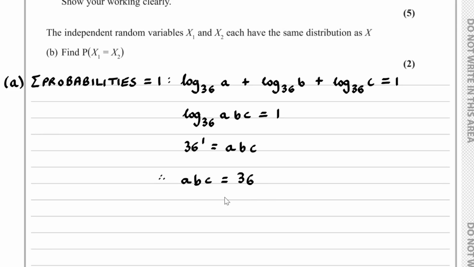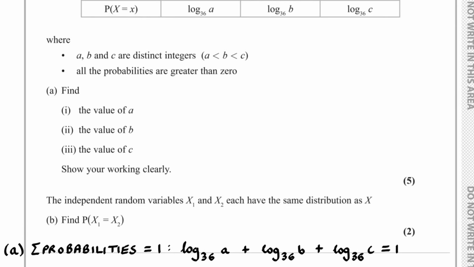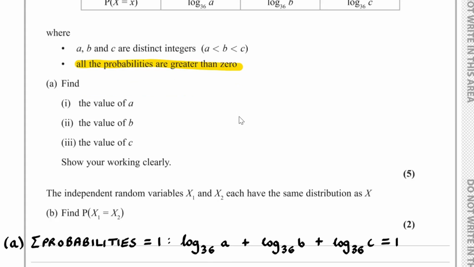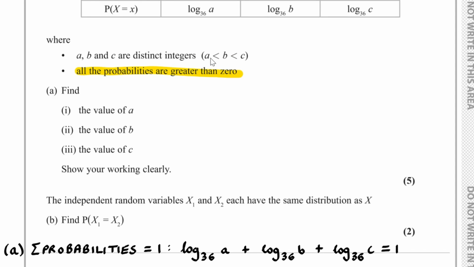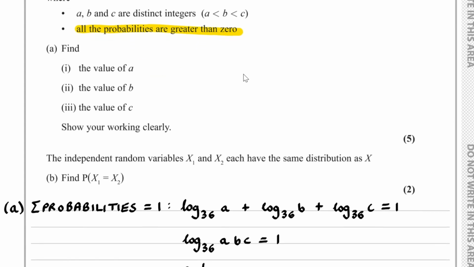We need 3 numbers which multiply to give 36. Now, of course, here A, B and C must all be greater than 1. The reason for this is log base 36 of 1 is equal to 0, and we know that all the probabilities are greater than 0. And because all the probabilities are greater than 0, it follows then A, B and C must be greater than 1. We also know A, B and C are distinct integers. That means they're all different integers, and A is less than B, which is less than C.